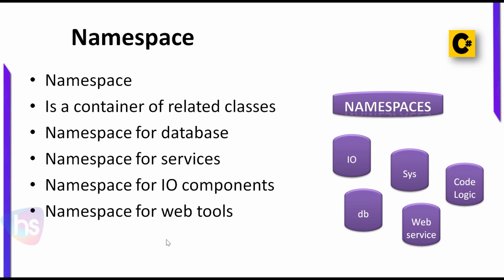Like my mouse, keyboard, screen, and any USB components we attach to our computer system, which are called IO devices. To interact with these, we require communication or functionality. Yes, there is the IO namespace, IO components, which is already available ready-made, and namespaces for web tools, web services, and code logic which we are going to implement. Yes, we can also prepare classes and make them common. We have custom namespaces as well.